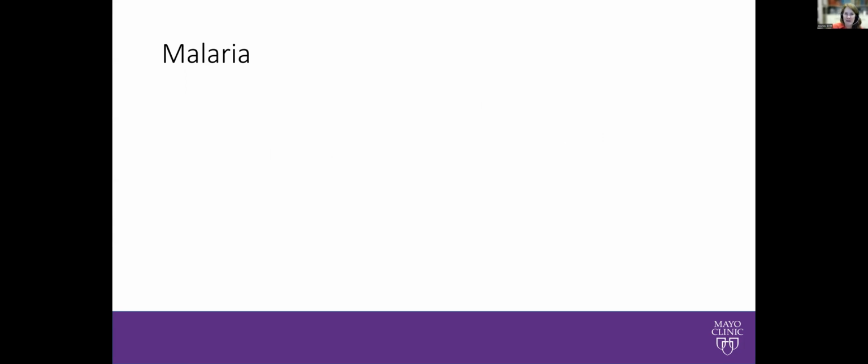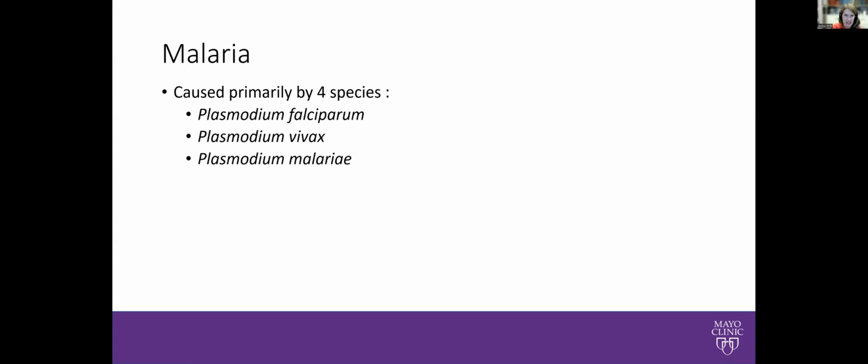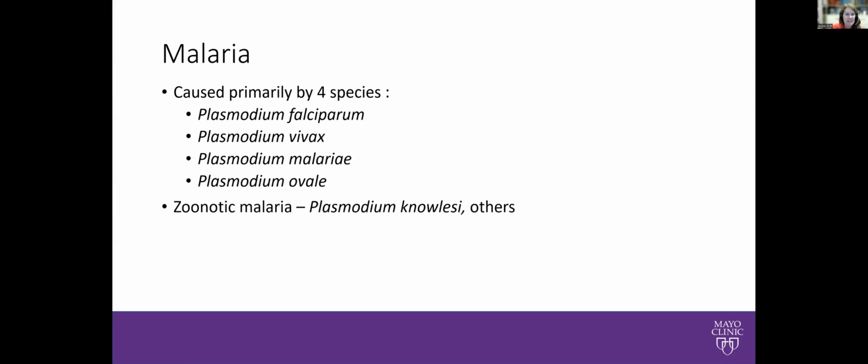We'll level set with some basics about malaria. It's caused primarily by four species. Those are the four causes of human malaria: Plasmodium falciparum, vivax, malariae, and ovale. Now, there is a zoonotic cause of malaria. In fact, there are several, but one that you've probably heard about is Plasmodium knowlesi. This is truly a zoonotic form of disease. It mostly infects monkeys, but humans can occasionally be infected with this species. We're going to be focusing on the top four.